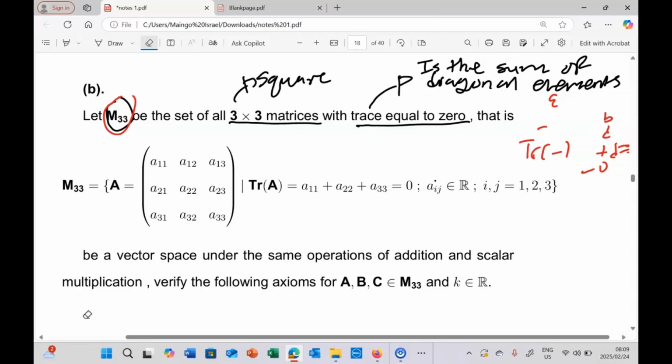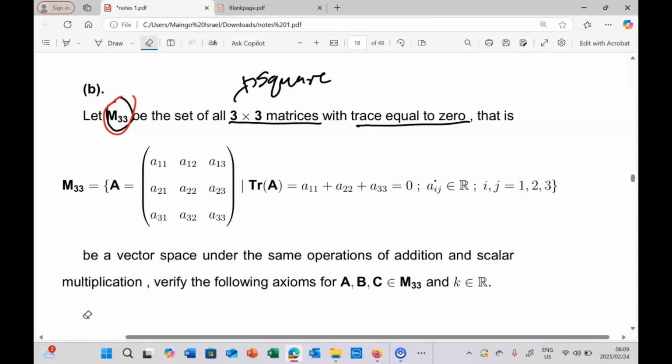So now, that's the diagonal elements. So yeah, that's the thing. If you let this one be a 3 by 3 square matrix with trace equal to 0, which I just explained a few minutes ago, that is this.